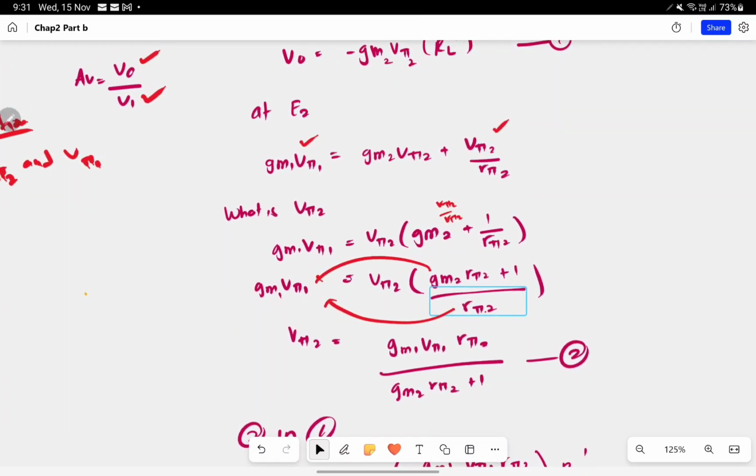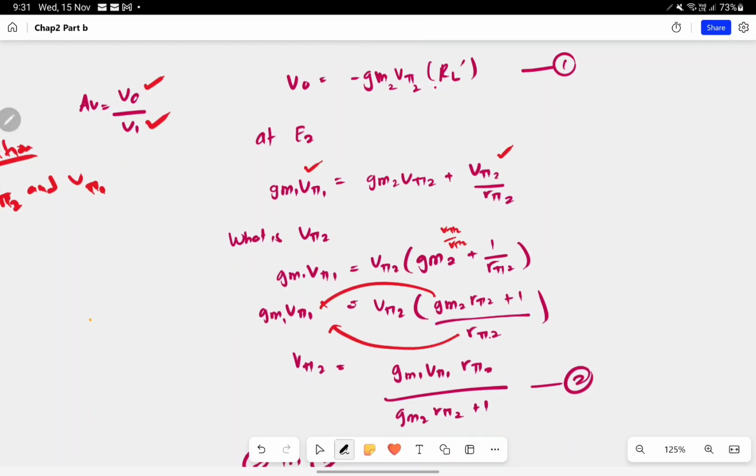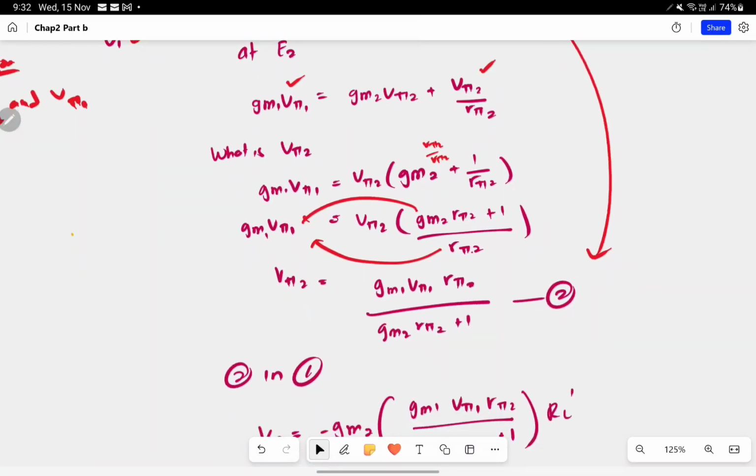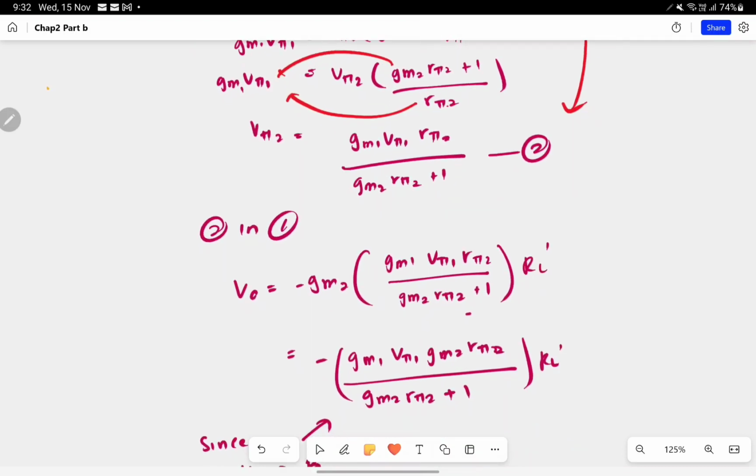So we can replace V pi 2 with the relation of V pi 2 and V pi 1. After we replace the V pi 2 equation, we can get a new V out. So our new V out is equal to minus GM2 bracket GM1 V pi 1 R pi 2 over GM2 R pi 2 plus 1 bracket times RL prime.